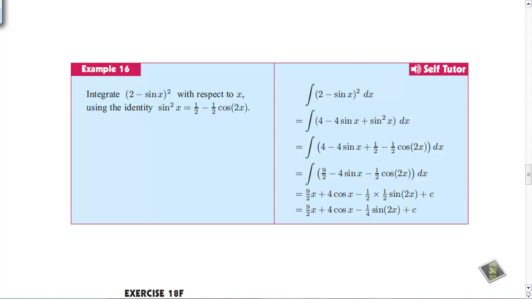You will have the formula book to help you. And so what I tell students is when you're practicing, have that formula book handy by so that you get used to it and know what's available to you. But let's integrate this one now. 2 take sine x all squared.